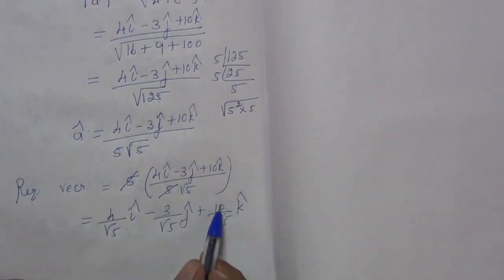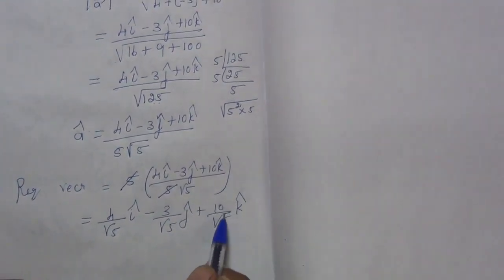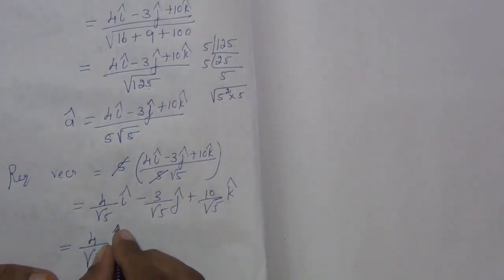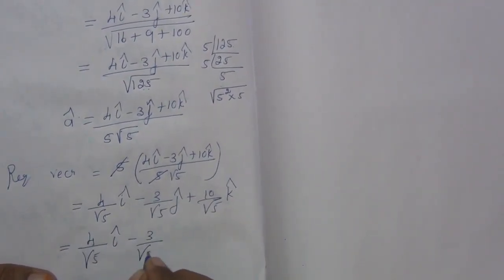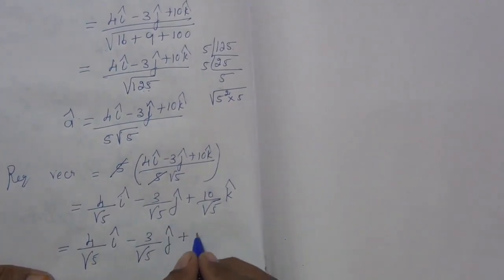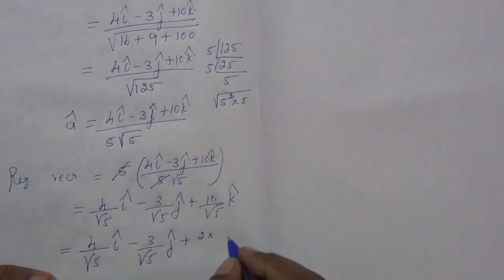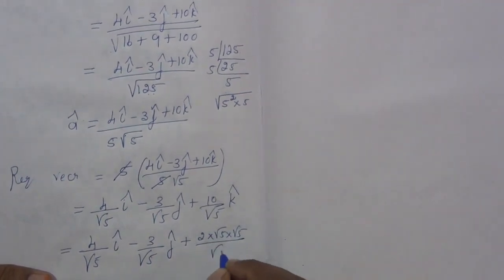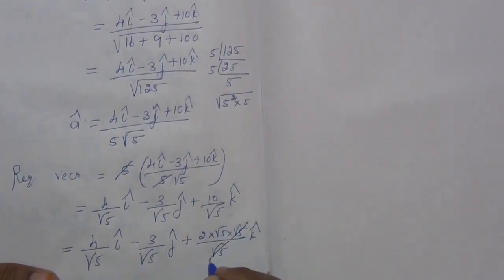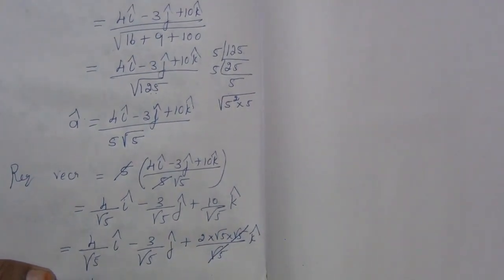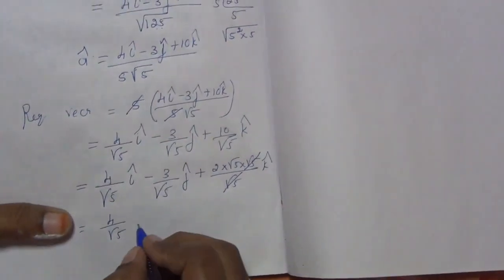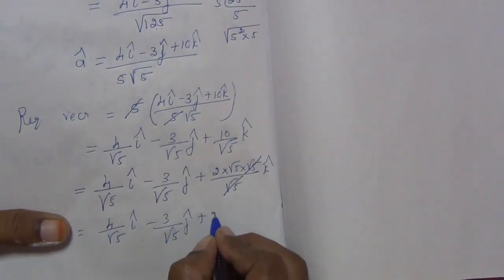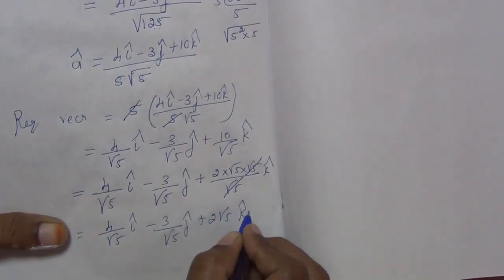I know that 5 into 2 is 10. Anyway, root 5 also can be divided. So 4 by root 5 into i cap minus 3 by root 5 into j cap. 10 can be written as 2 into 5, and again 5 is root 5 into root 5, divided by root 5 into k cap. See, this is 4 by root 5 into i cap minus 3 by root 5 into j cap plus 2 root 5 into k cap.